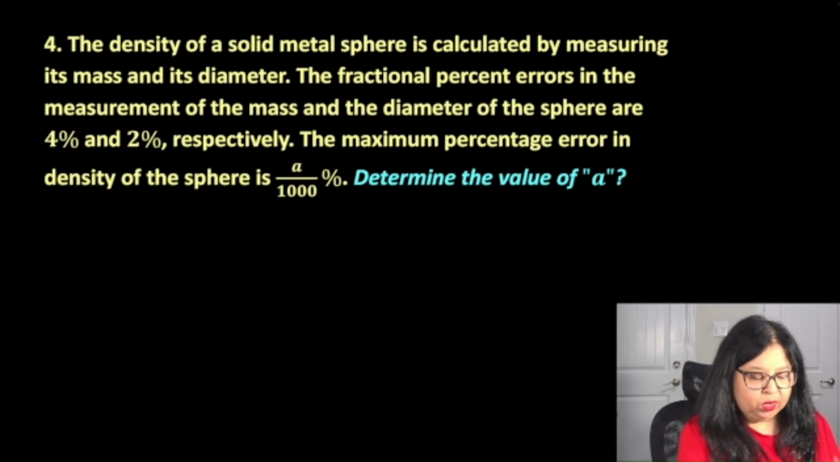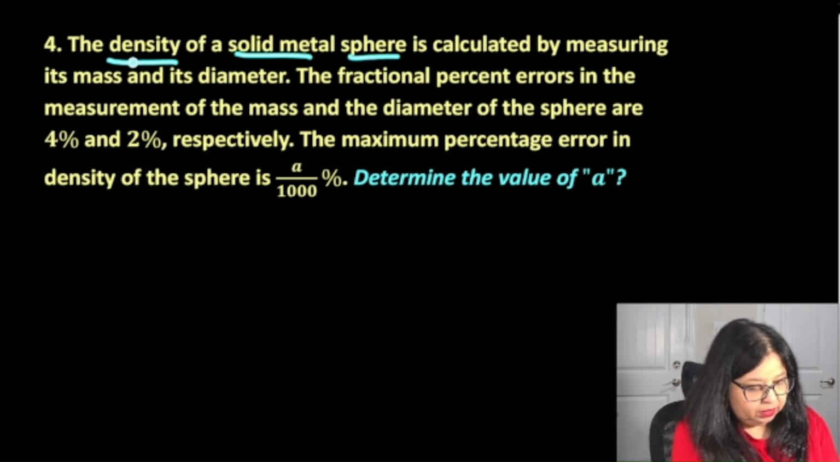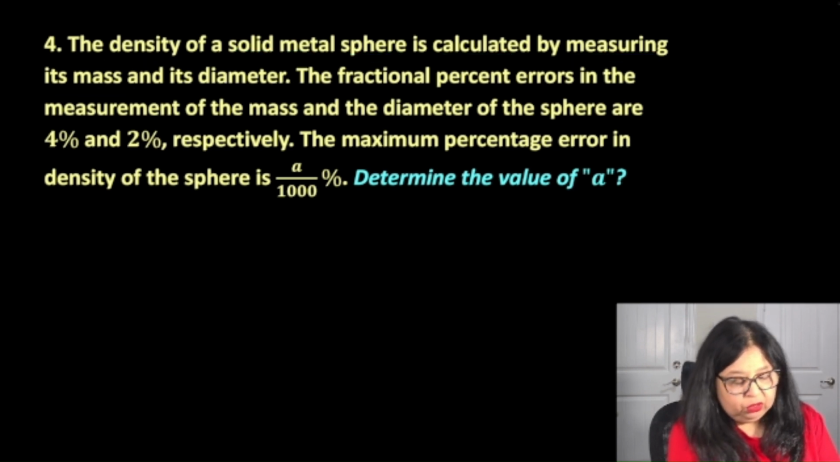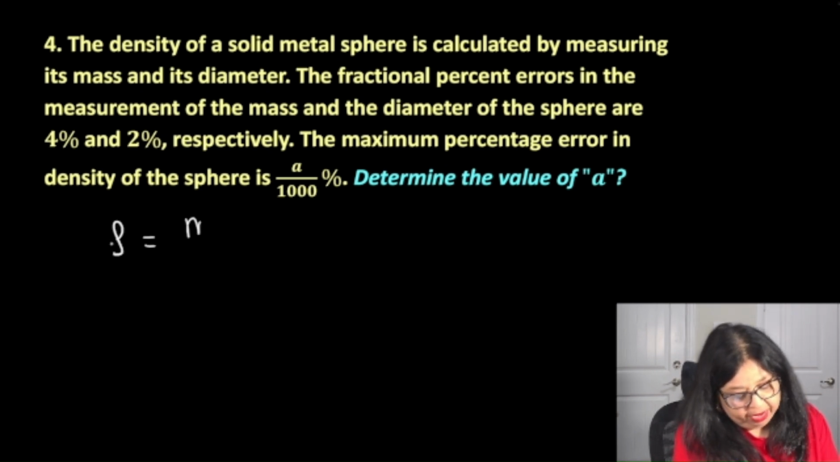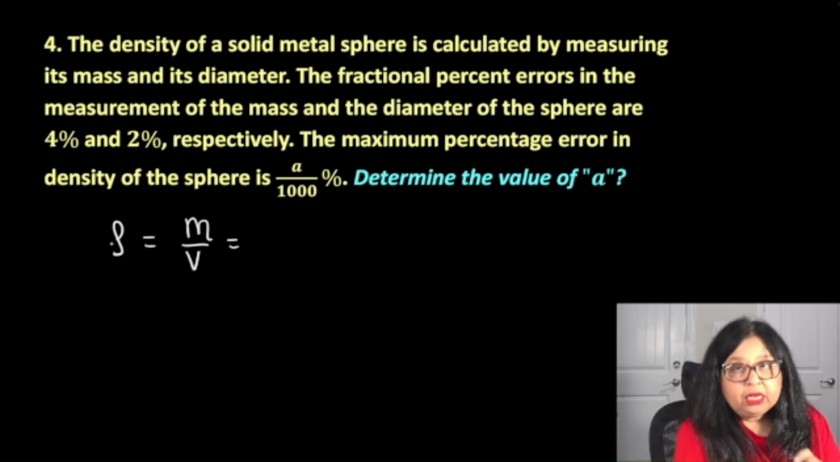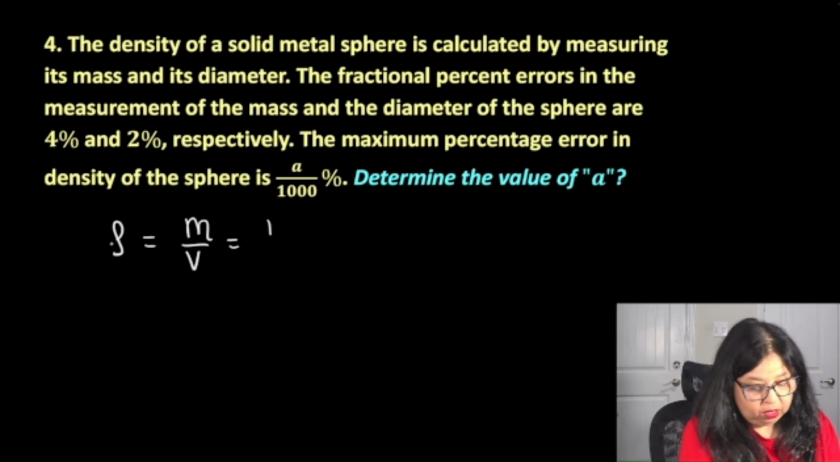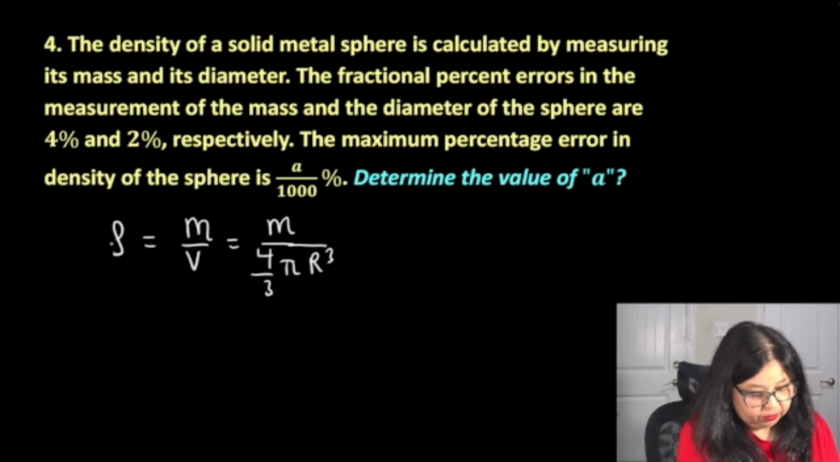Problem number 4. What does it say? It says that the density of a solid metal sphere is calculated by measuring its mass and its diameter. So we know the formula for the density of any object. It is equal to mass per unit volume. Now in this case, we are talking about the density of a solid metal sphere. What is the volume of a sphere? 4 over 3 pi r cubed. Here r is the radius of the sphere.